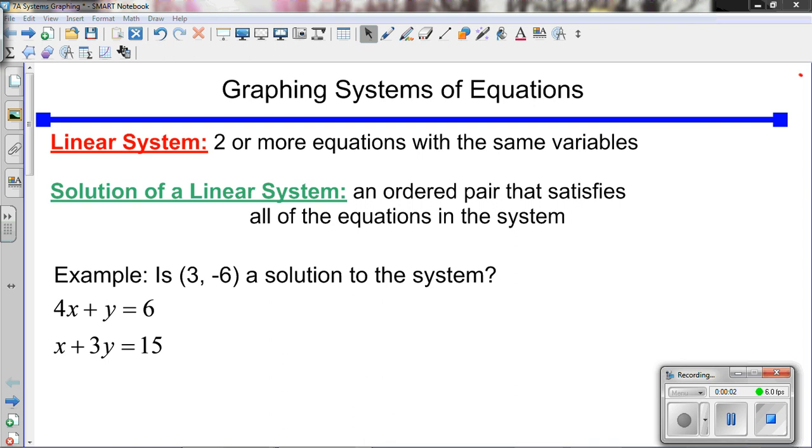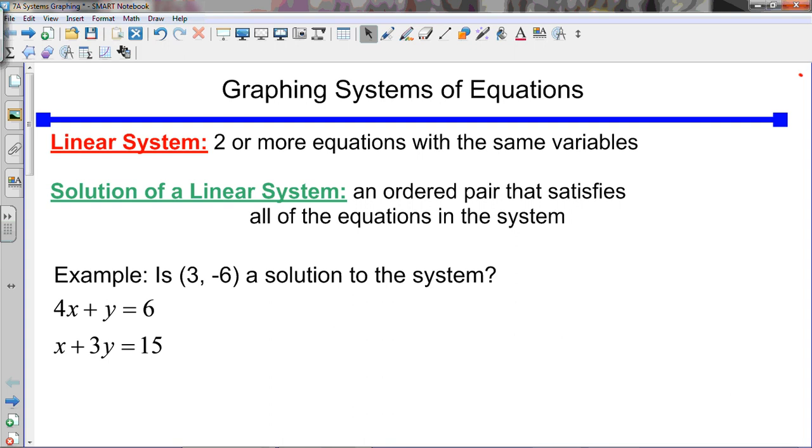Okay, this video is our first video in dealing with systems of equations. So let's first talk about what is a system of equations. A system is when you have several equations. Okay, so the key is we're having two or more equations.